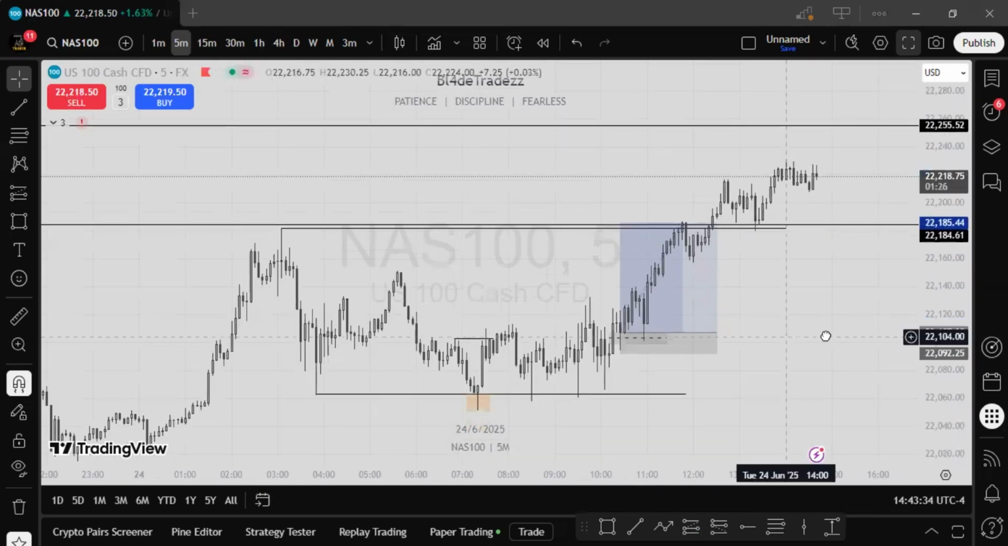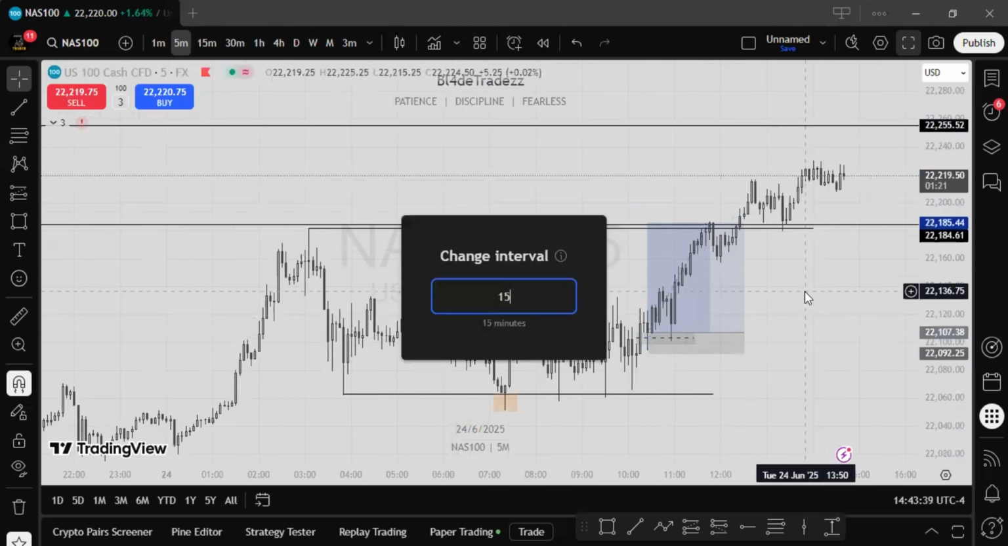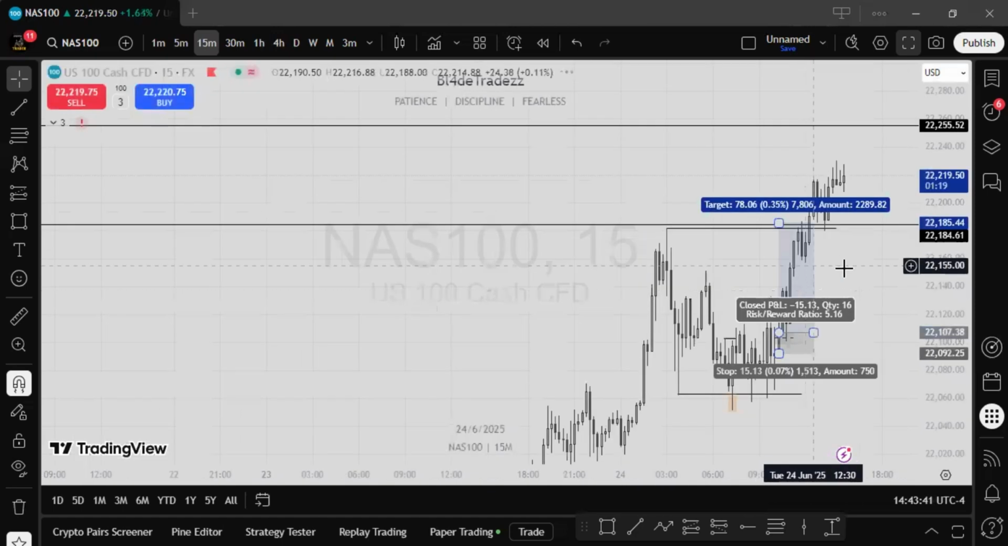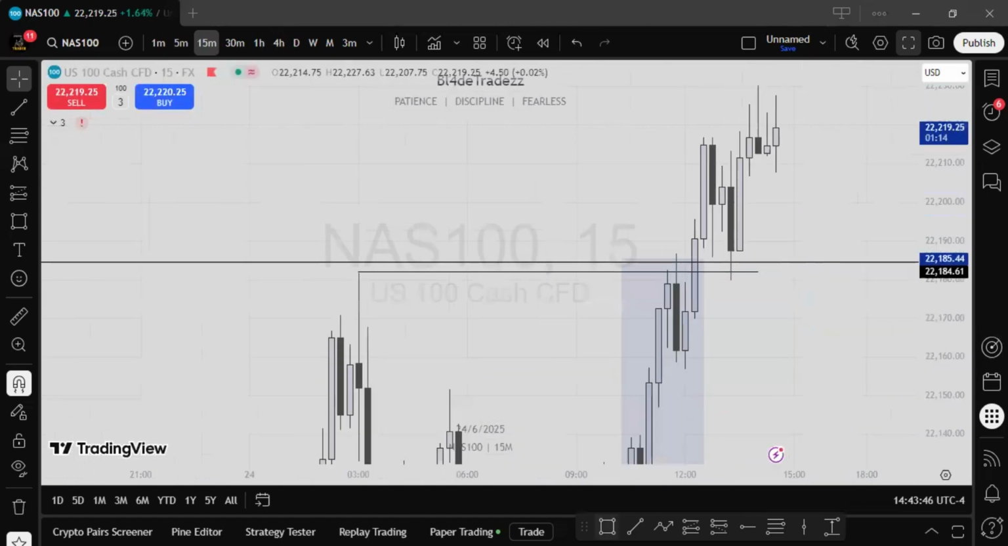But if I took this, I would have probably had the runners coming here because I also saw a 15-minute fair value gap here, which respected. So I'd probably be trailing my stop.